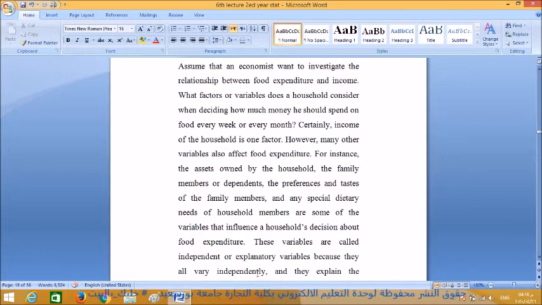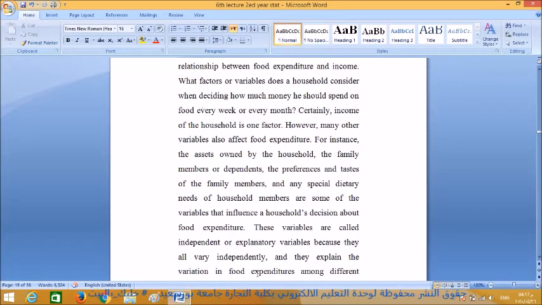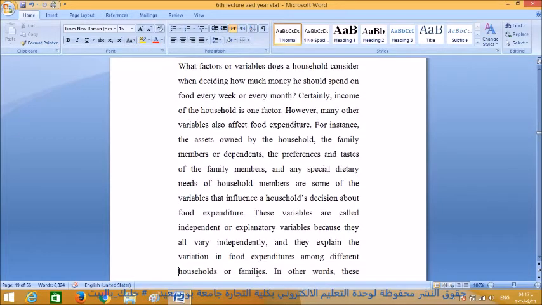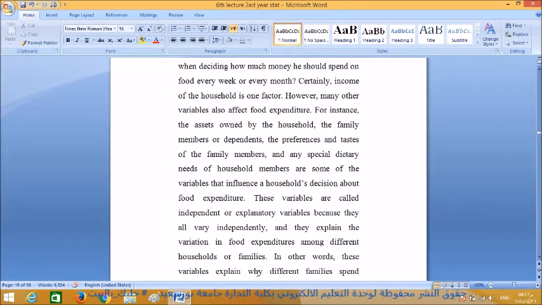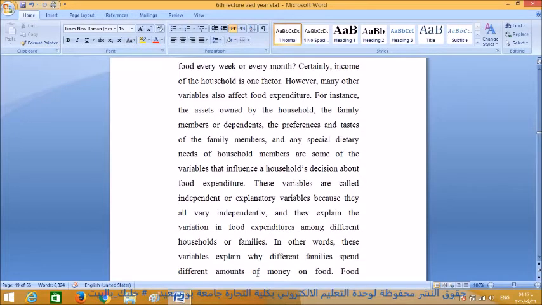Independent or explanatory variables, because they all vary independently and they explain the variation in food expenditure among different households or families. In other words, these variables explain why different families spend different amounts of money on food.